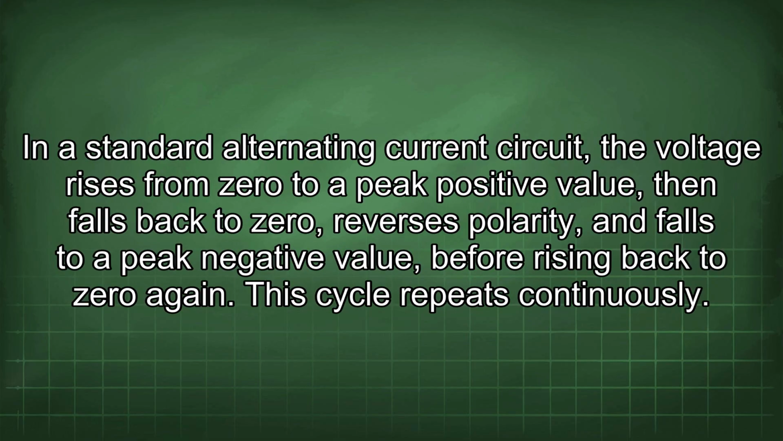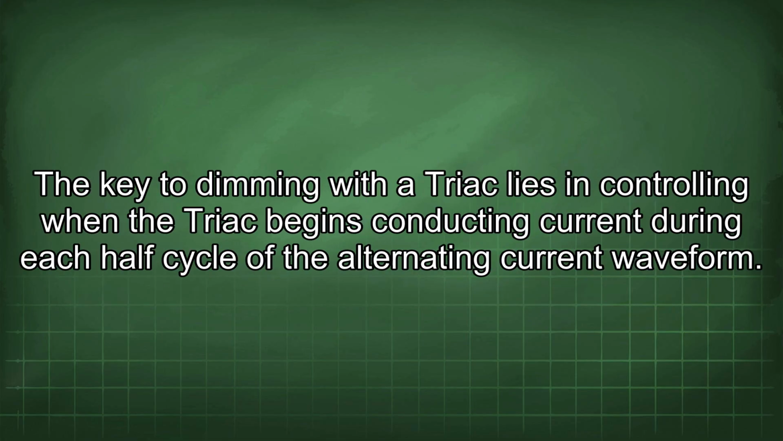In a standard alternating current circuit, the voltage rises from 0 to a peak positive value, then falls back to 0, reverses polarity, and falls to a peak negative value, before rising back to 0 again. This cycle repeats continuously. The key to dimming with a triac lies in controlling when the triac begins conducting current during each half cycle of the alternating current waveform.